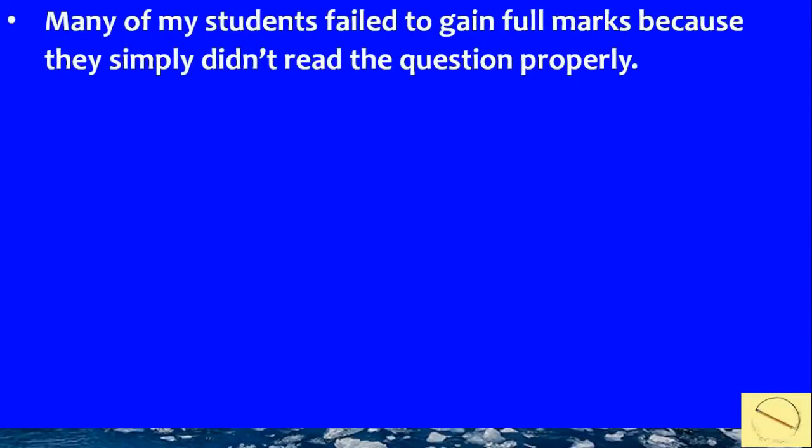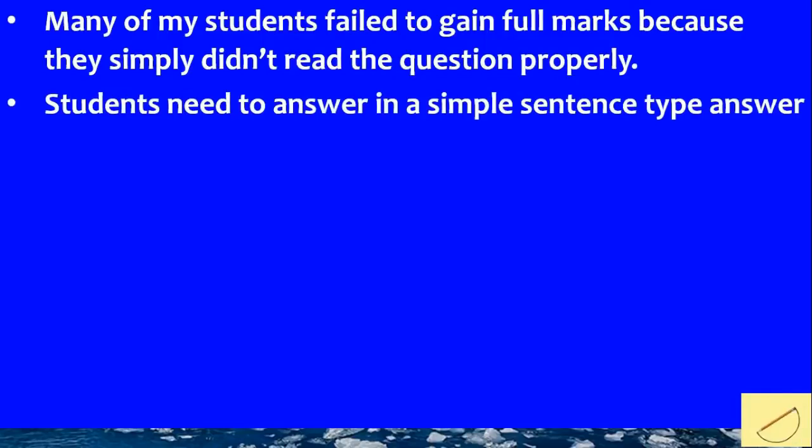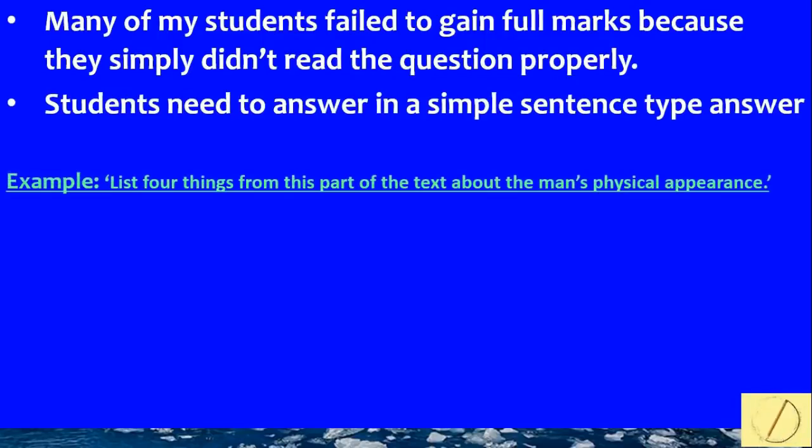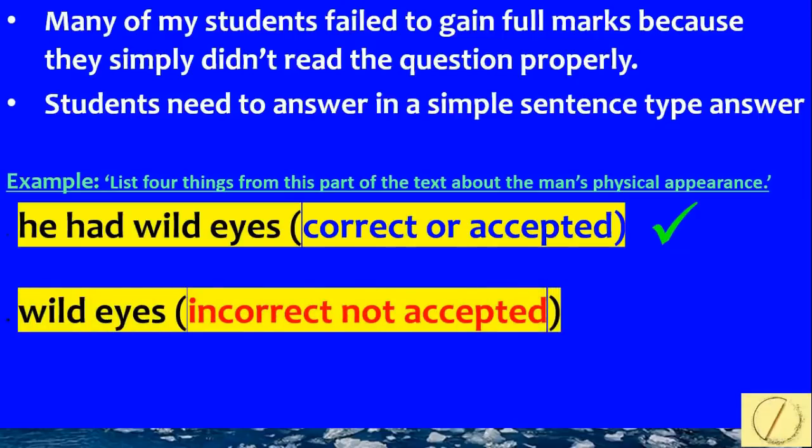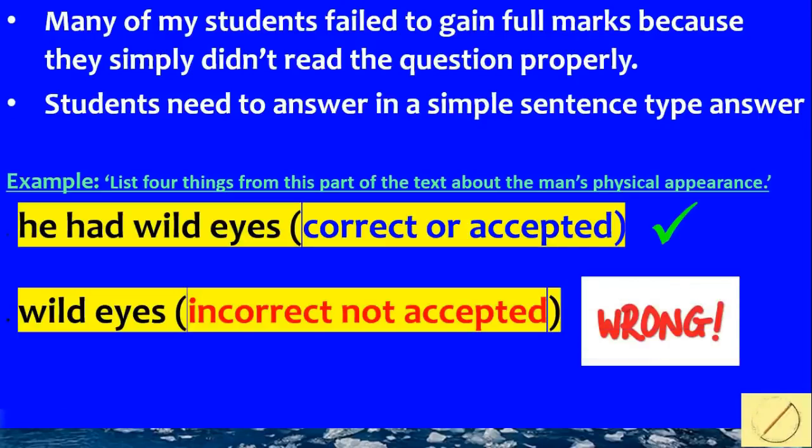So many of my students fail to gain full marks because they simply didn't read the question properly. Students need to answer in a simple sentence type answer. So for example, list 4 things from this part of the text about the man's physical appearance. He had wild eyes would be correct or be accepted, but a lot of students just put things like wild eyes. So it's not answering the question of things about the man's physical appearance, it just says wild eyes. Things like that will be incorrect and they won't be accepted. So make sure you just do a simple sentence.